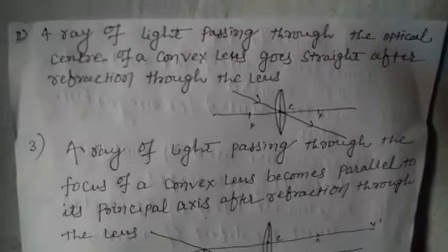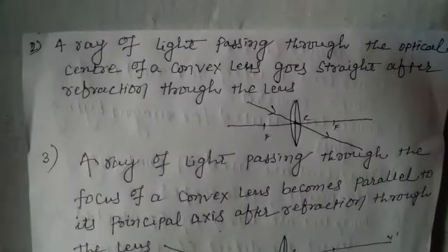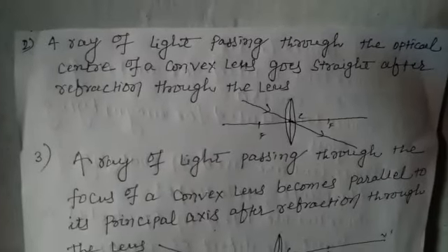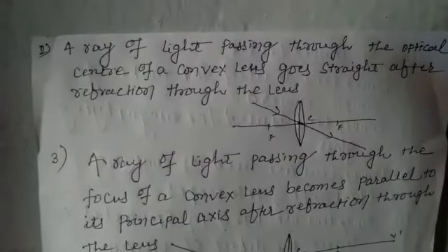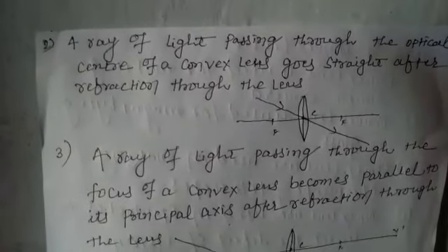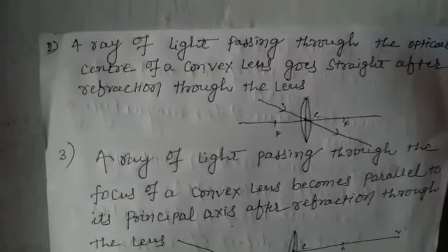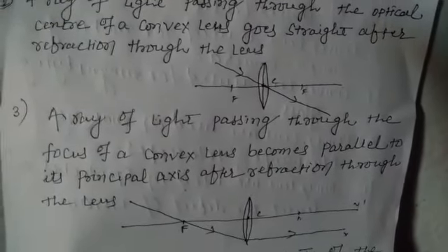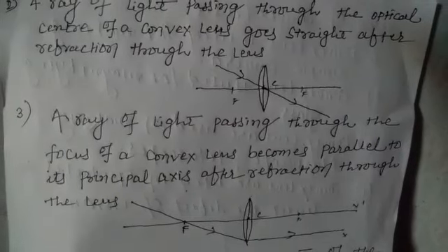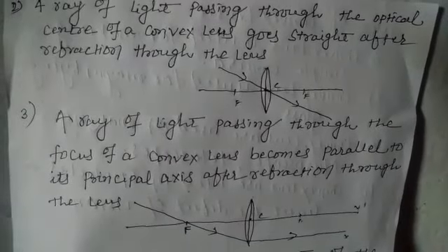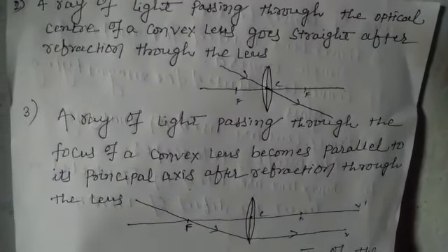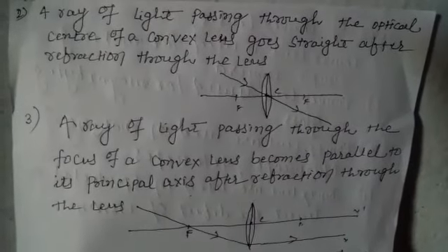Second rule: a ray of light passing through the optical center of a convex lens goes straight after refraction through the lens. Any ray passing through the optical center of the lens is not deviated. It passes in a straight line. Third rule: a ray of light passing through the focus of a convex lens becomes parallel to the principal axis after refraction through the lens.